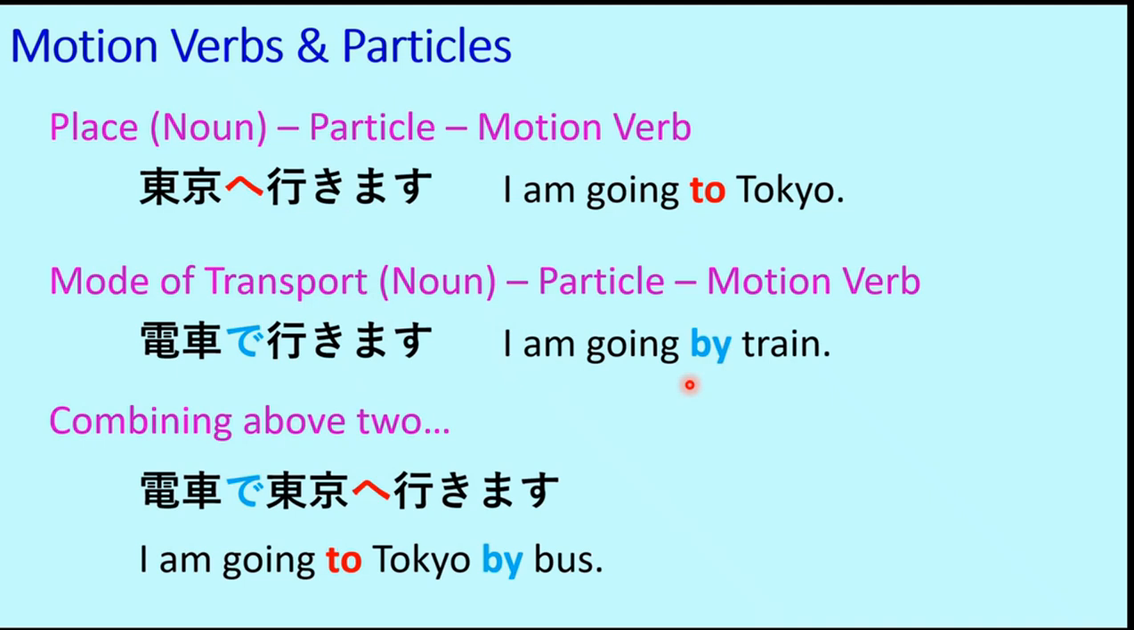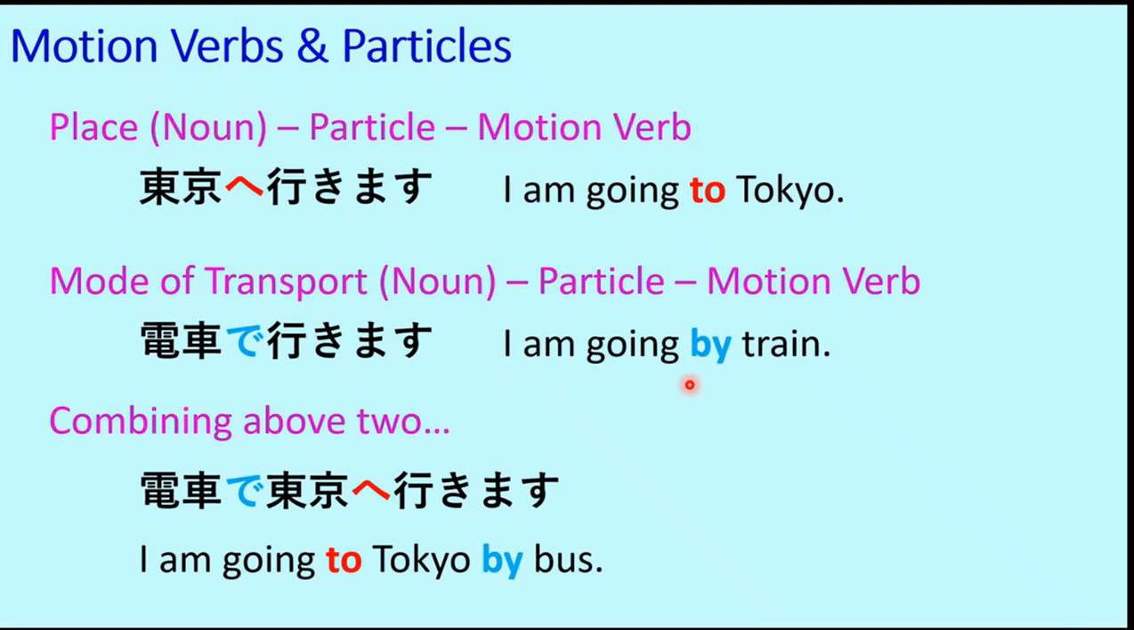So very simple. It's just the reverse of English. Since English follows the subject, verb, object structure, Japanese follows subject, object, verb structure. And that's why the parts get interchanged in the sequence. So, densha de Tokyo e ikimasu.